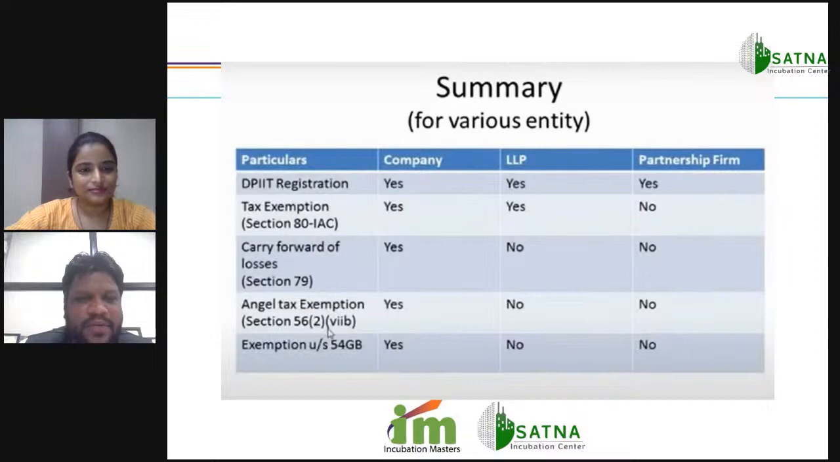So if we see the various kinds of entity. DPIIT registration: yes, definitely you can for LLP, three criteria. You can have a registration under DPIIT for company, LLP, and partnership. Tax exemption under 80 IAC you can take in all three categories, and in partnership it is not there, 80 IAC. Carry forward of losses is there in company, but not in LLP and partnership. Angel tax exemption is there in company but not in LLP and partnership. And exemption under section 54GB is there in company and not under the other two. LLP is also a kind of registered partnership we can call. So both partnership and LLP will be counted under partnership only.